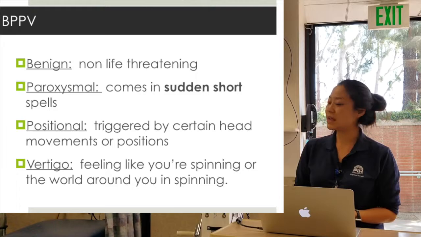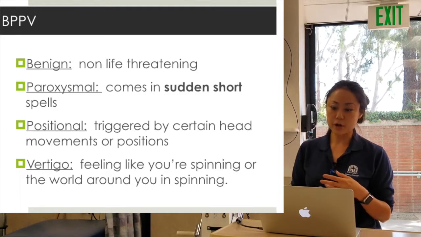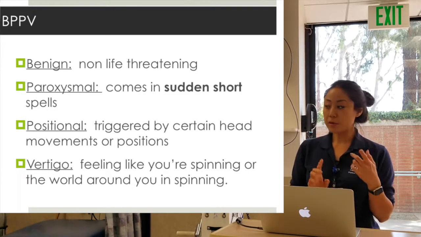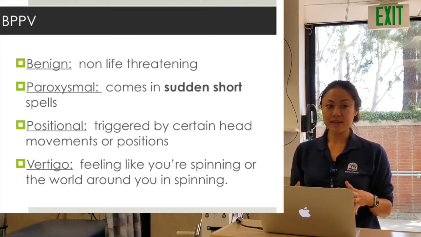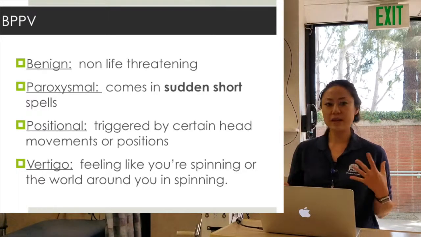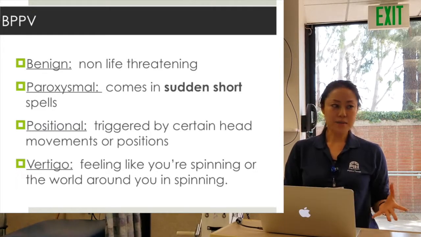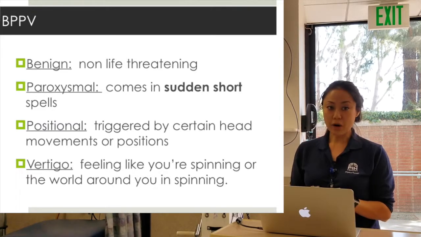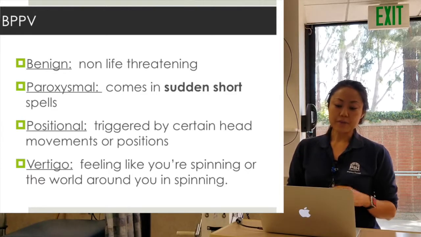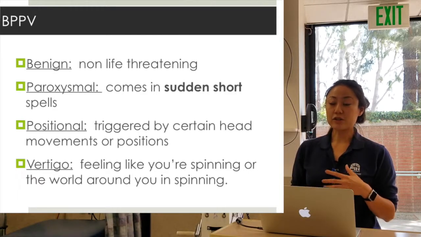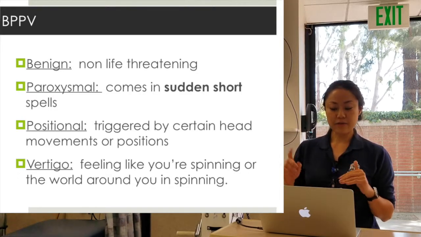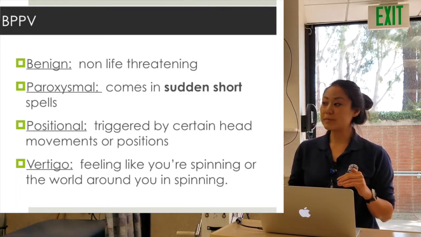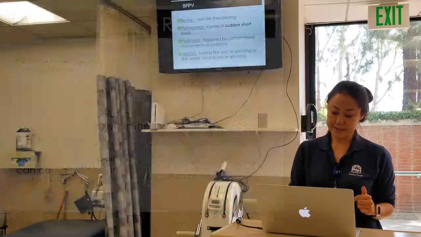Okay, so BPPV stands for benign paroxysmal positional vertigo. The paroxysmal part is really important. It's sudden and short. So if you're hearing things like the room is spinning for hours, it may not be BPPV. So that's an important part of the subjective. Positional means it's always triggered by certain head movements or changes in positions. And vertigo means a feeling like the room is spinning or you're spinning.